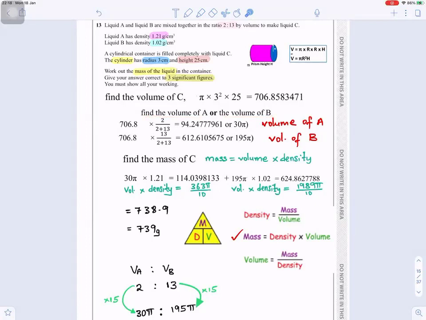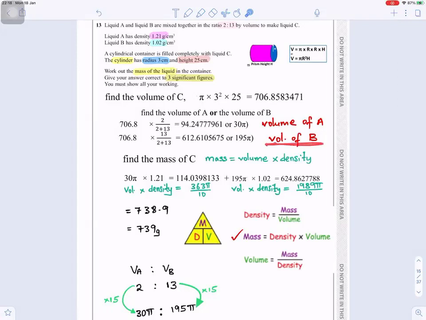Since A to B is the ratio 2:3, the ratio becomes 2 to 13. So the volume of A is 2 divided by 2 plus 13 times 706.8. So it's 2 over 2 plus 13 of 706.8. That gives us 30 pi. We leave it in terms of pi.